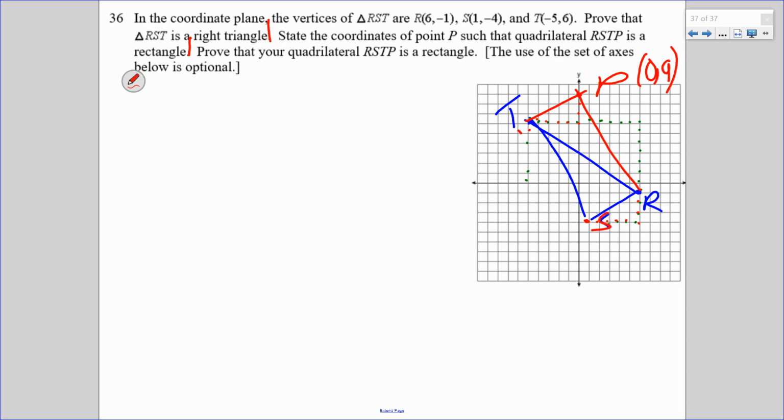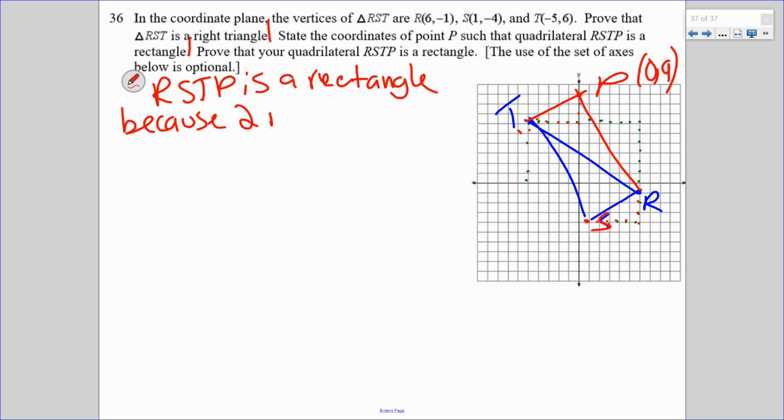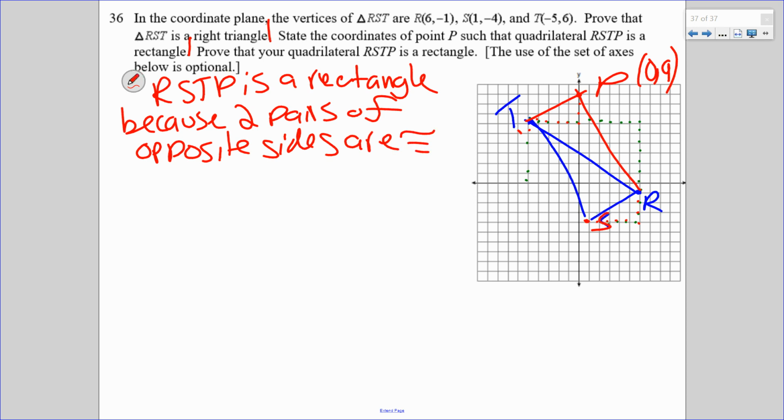Now it says to prove that quadrilateral RSTP is a rectangle. Well, I know how to do that. RSTP is a rectangle because two pairs of opposite sides are congruent and diagonals are congruent. Fixed distances.